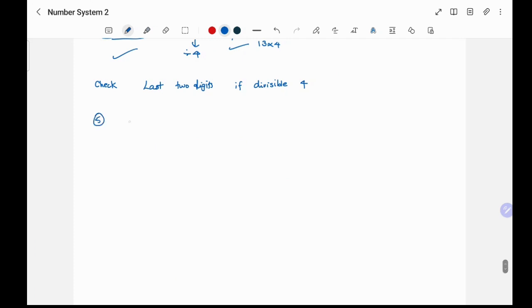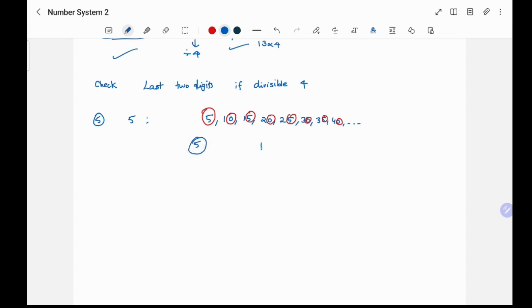Next is number 5. For 5, I'm writing the multiples of 5. So 5, 10, 15, 20, 25, 30, 35, 40 and so on. So what do you observe? The last digit is either 0 or 5. Correct? So again for 5 also it is easier. Just the last digit you have to check.